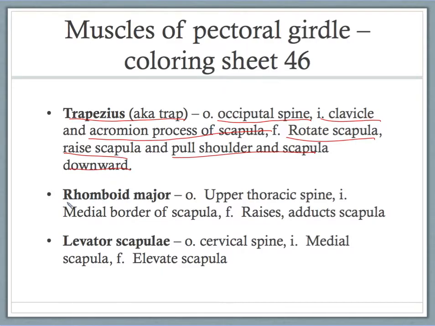Along with your traps, we have what's known as your rhomboid major. There's a rhomboid minor as well, but we only focus on the major for this course. They do the same thing. Its origin point is your upper thoracic spine. It inserts on the medial border of your scapula and functions to raise and adduct your scapula. Basically it pulls it medially along with a little bit up because that's how it's lined up.